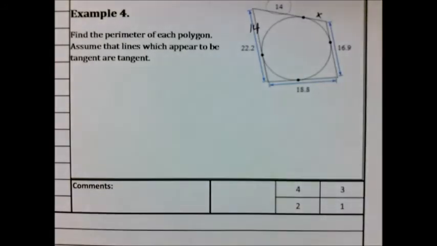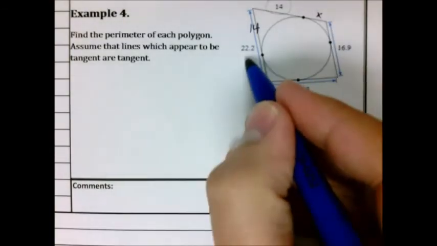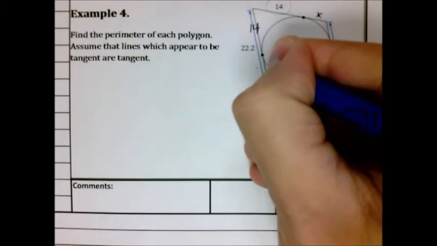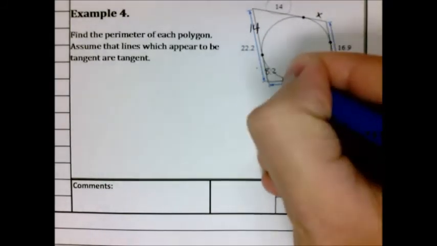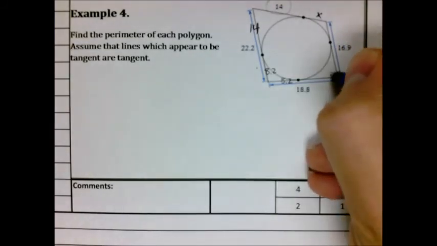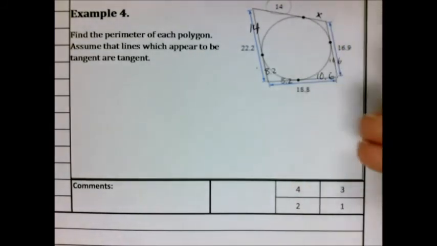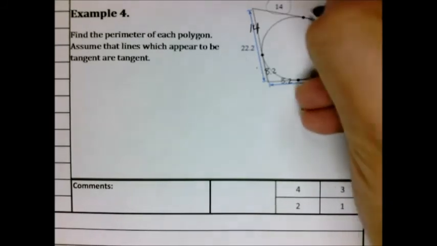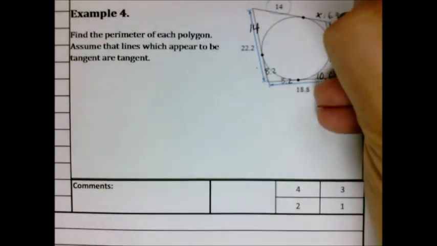Then we can add everything together, right? So 22.2 minus 14 is just 8.2. So 8.2 is this length, which means that this is also 8.2. And 18.8 minus 8.2 is just 10.6. This is 10.6. And finally, we're going to end up seeing that this distance is 6.3. So x is equal to 6.3 as well.